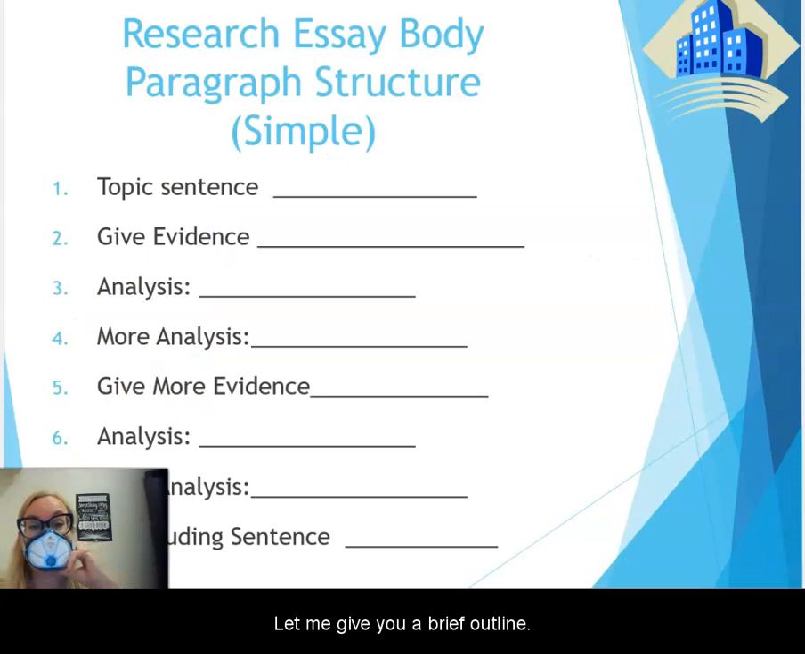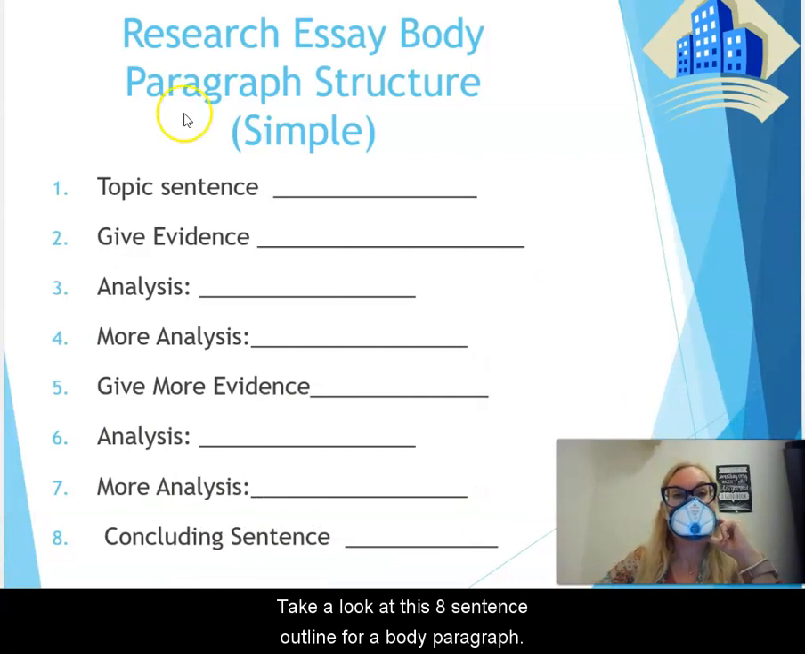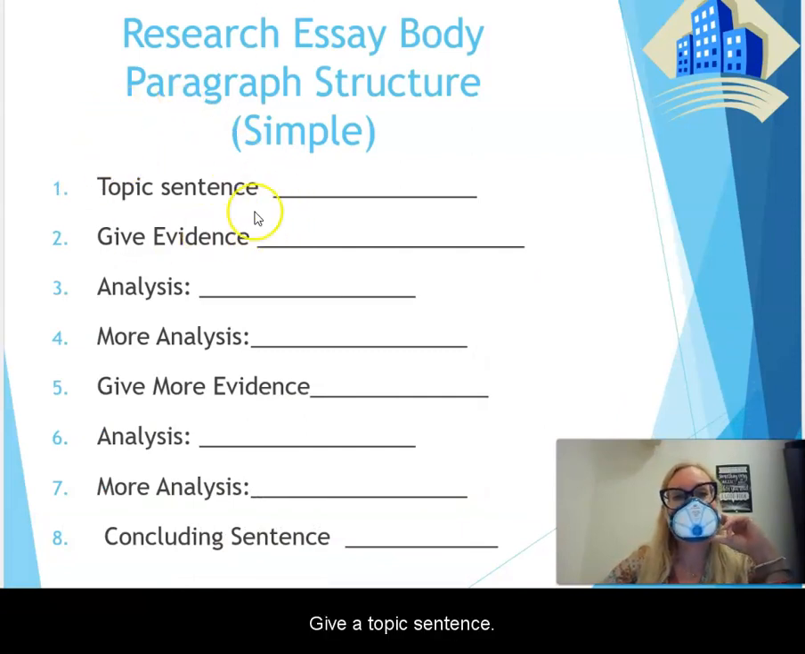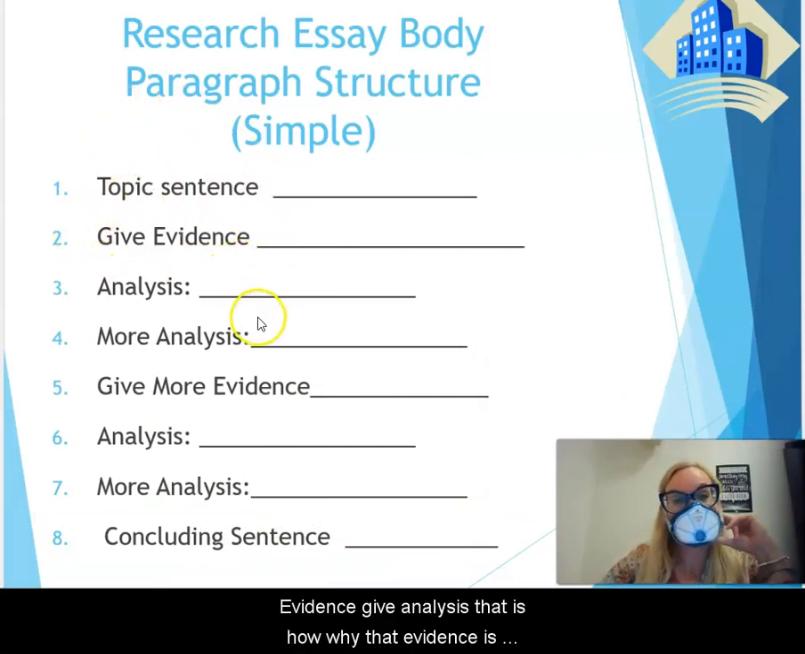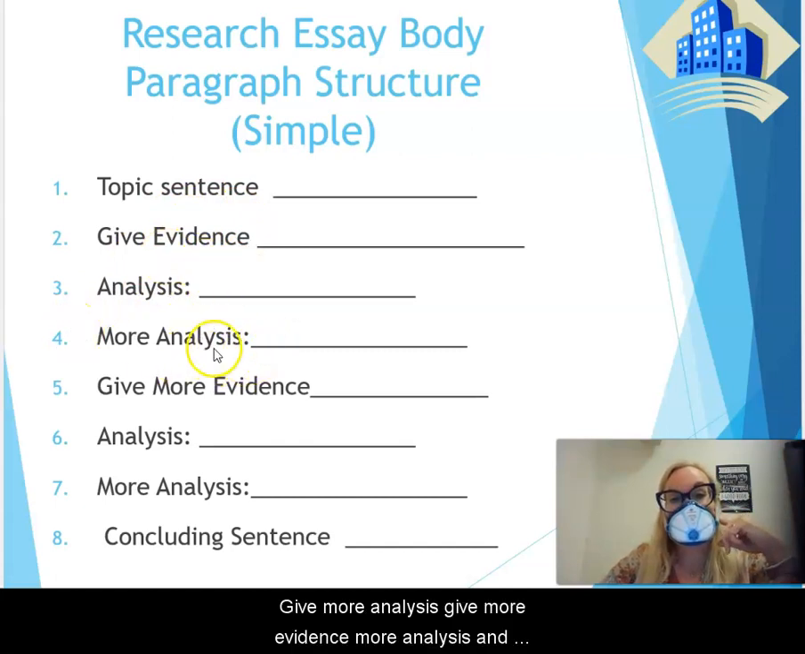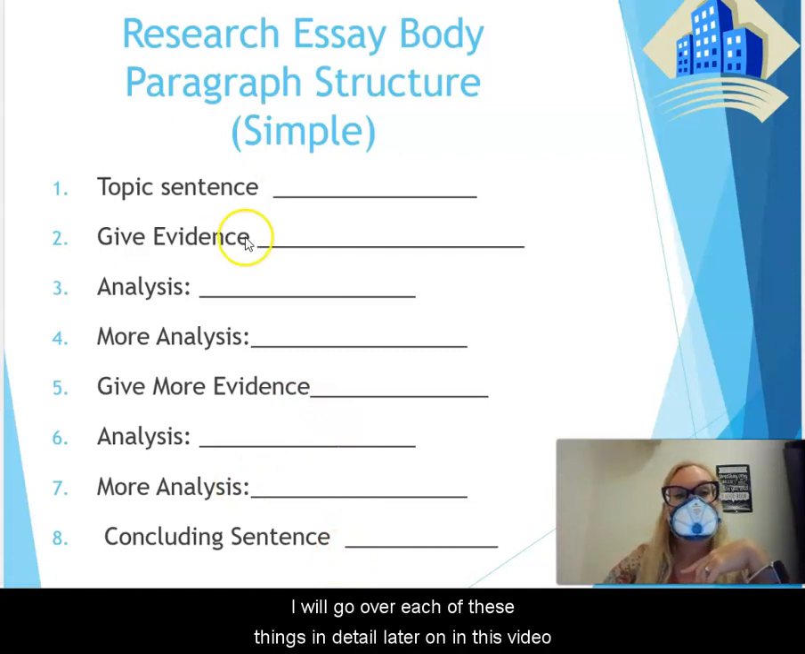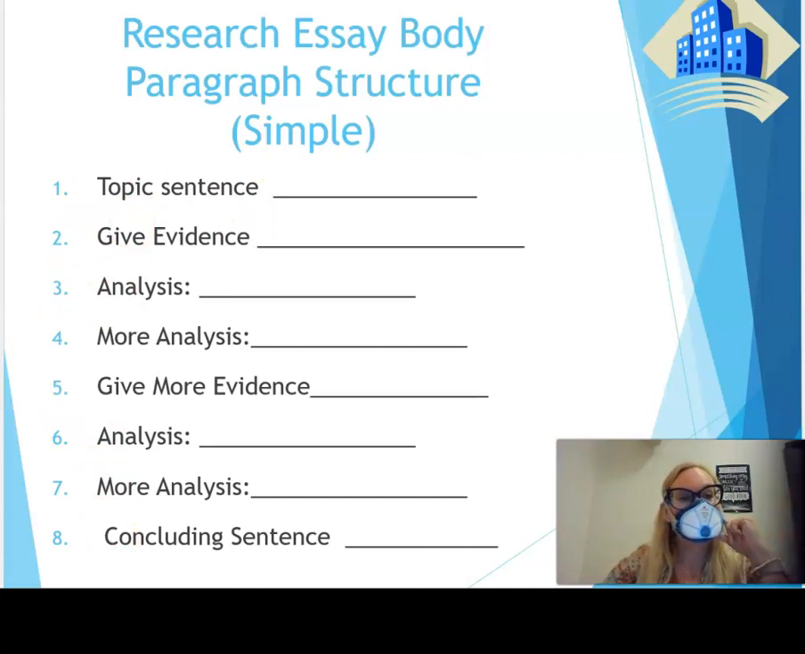So let me give you a brief outline. Take a look at this 8-sentence outline for a body paragraph. Give a topic sentence, give evidence, give analysis, that is, tell why that evidence is important or proves your main point, give more analysis, give more evidence, more analysis, and then offer a concluding sentence. And I'm going to go over each of these things in detail later on in this lecture.